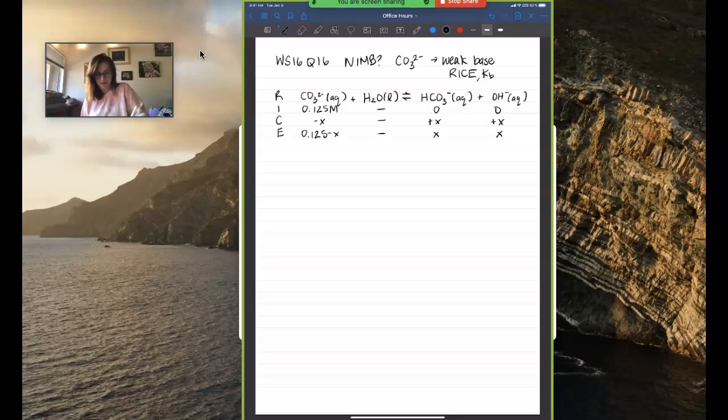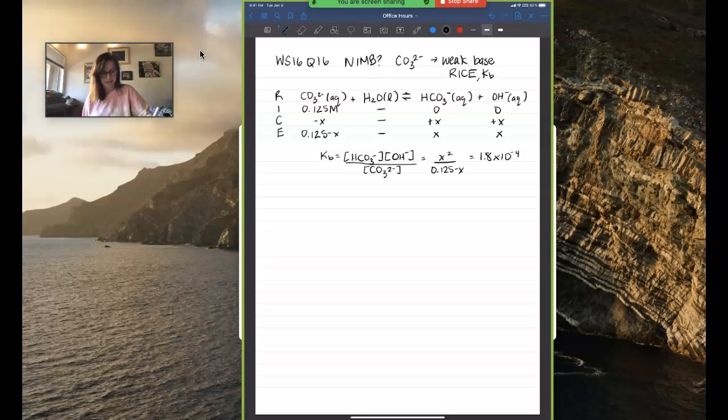Because we're working with a weak base, we would need to use Kb. Little b stands for base. And remember, with any equilibrium constant, it's products over reactants. And so that would be x squared over 0.125 minus x. And then you could look up the Kb value of carbonate in the back of your textbook in the appendix. 1.8 times 10 to the -4.